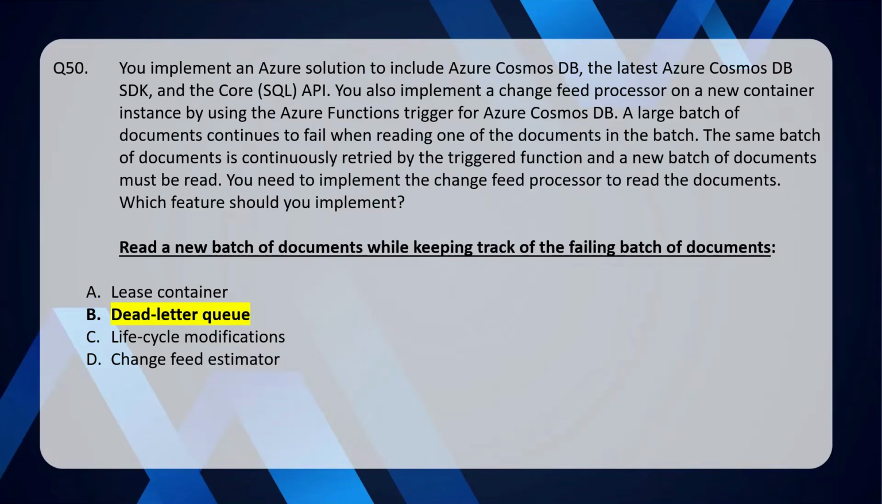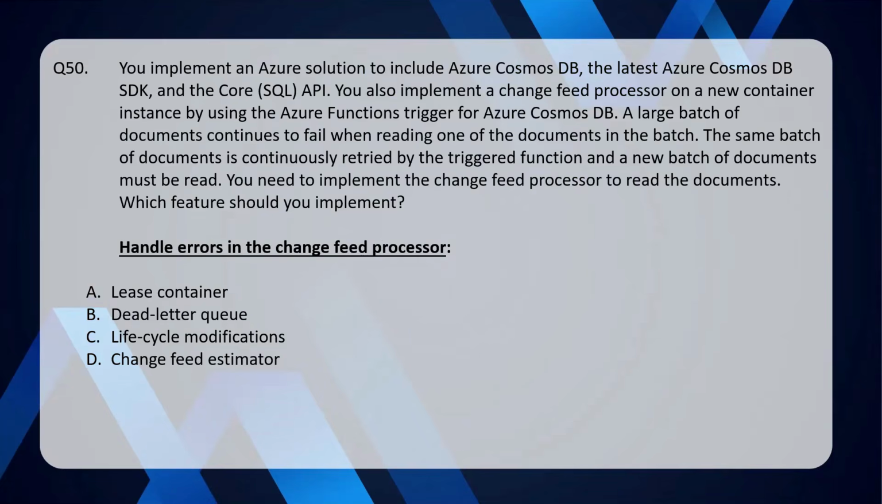Now the next part of the question is talking about what feature should you use to handle errors in the change feed processor. Again, you have the same four options. Now, when you want to manage processing errors like retries, cleanup, special processing, you will still use a dead letter queue pattern. This way you send failed documents to a dead letter container or queue for later inspection instead of retrying infinitely. Now friends, lifecycle modifications refer to handling time to live and item deletion in Cosmos DB to manage document lifecycle automatically.